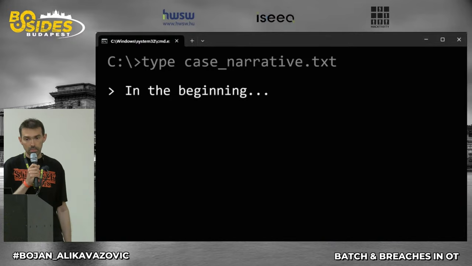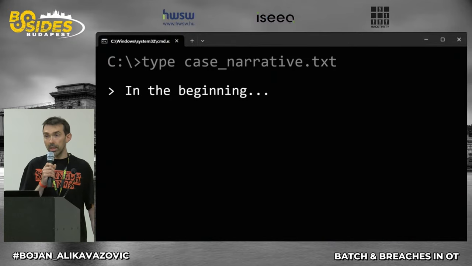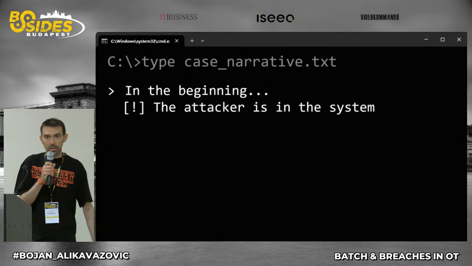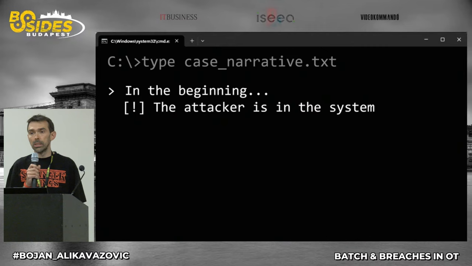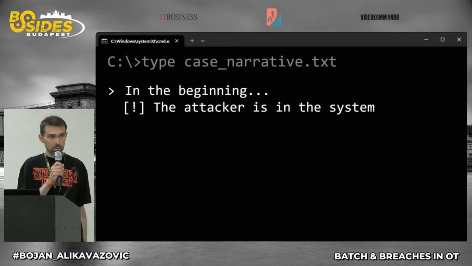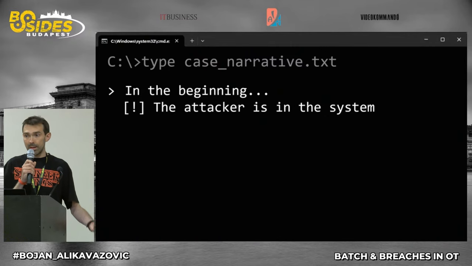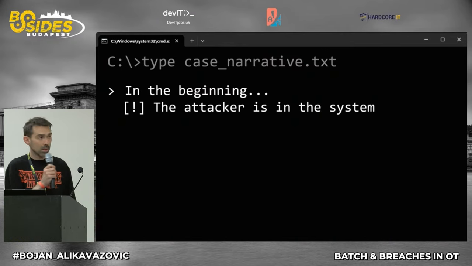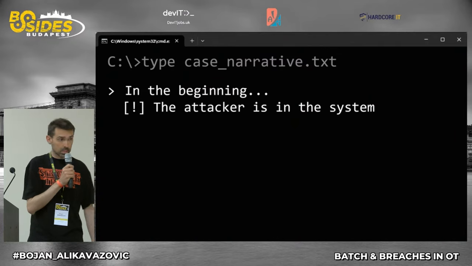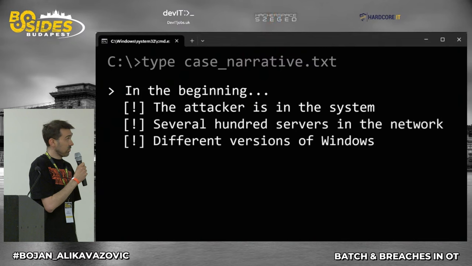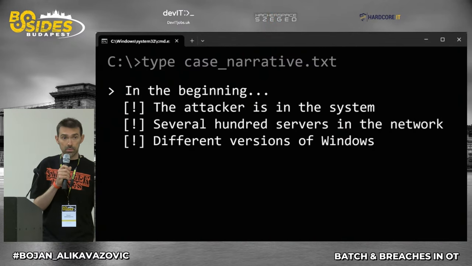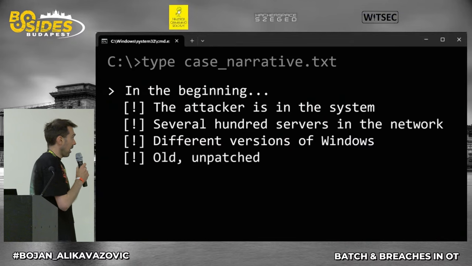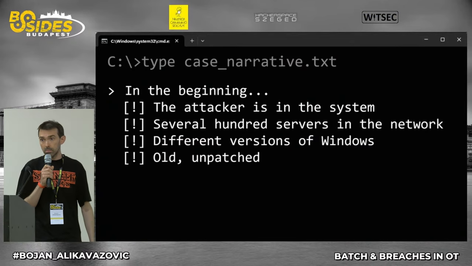Okay, so let me introduce the case narrative. Put yourself at the very beginning of this incident. One morning, my colleague, the incident leader, called me and said, we have a very serious incident, though without serious impact on the environment yet, but we know that at this moment the attacker is inside the system, doing some stuff, connecting to computers. The problem is that we have a few hundred Windows servers with different versions, from Windows Server 2003 to Windows Server 2008, even the patch level was different, and all of them were old and unpatched, which is horrible.